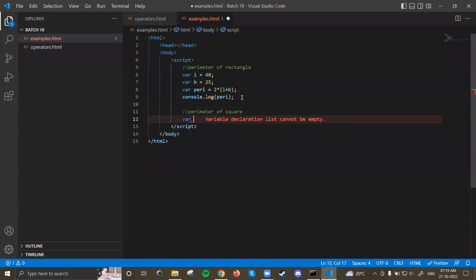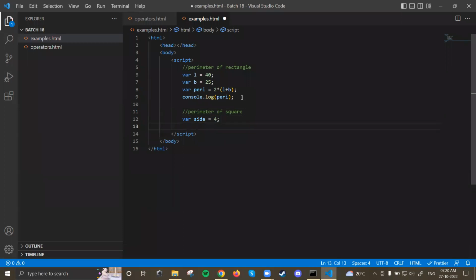Let's say one side of the square is 4 centimeters or 4 units, whatever it is. Then how do we find the perimeter? 4 into 4 sides, because all the sides of a square are equal. So 4 into 4 will be 16, isn't it?